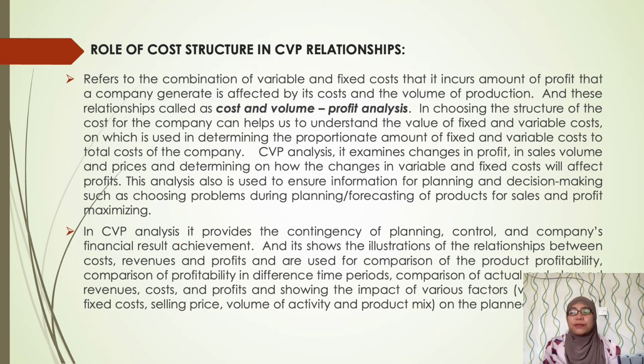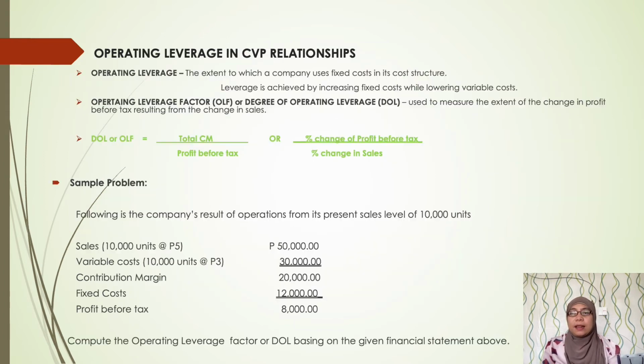So, let's move on to the next topic, the operating leverage in CVP relationship. Operating leverage is the extent to which a company uses fixed costs in its cost structure. Leverage is achieved by increasing fixed costs while lowering variable costs. The operating leverage factor, OLF, or degree of operating leverage, DOL, is used to measure the extent of the change in profit before tax resulting from the change in sales.